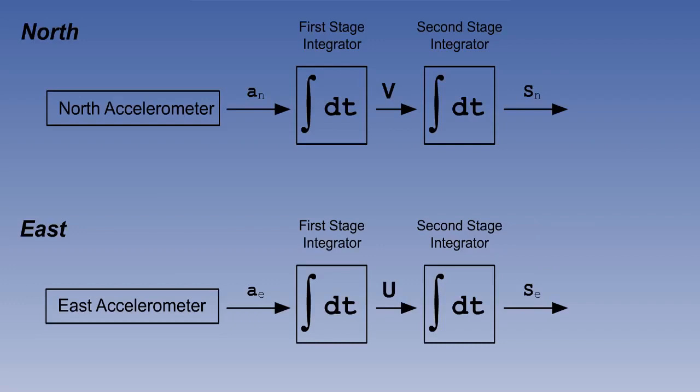The velocities are also passed forward to a second stage integrator, where they are converted into distance gone, or displacement north and displacement east. These are labelled S subscript n and S subscript e in the picture. It is necessary for the initial position to be input into an INS before use, so that the system knows where it is starting from.